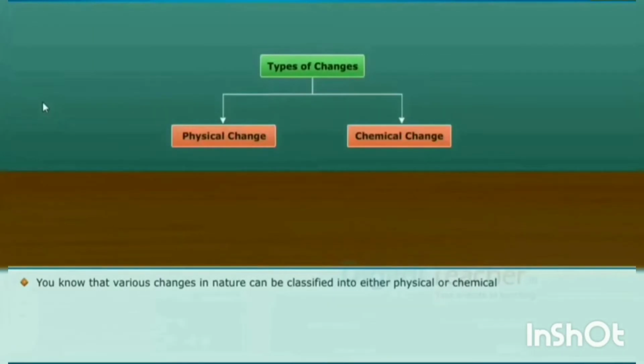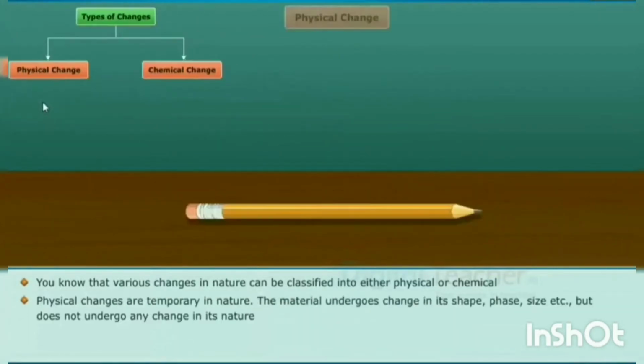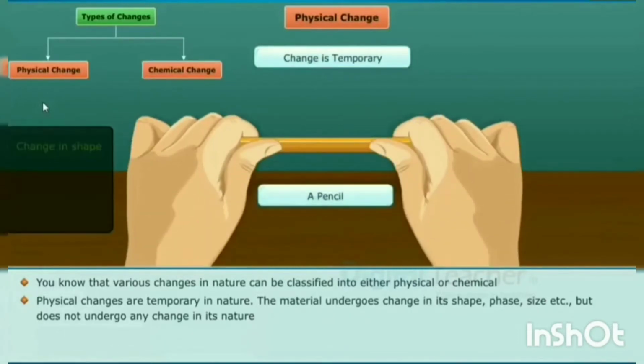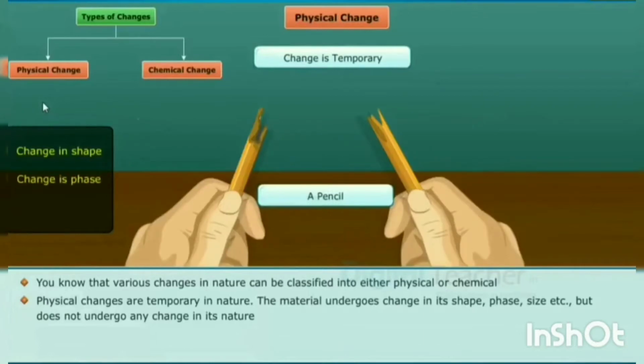Let us begin with the terms that we know. All of us are aware of the term changes, right? With respect to chemicals, we come across two types of changes. Those are physical change and chemical change. Physical changes are temporary in nature. The material undergoes change in its shape, phase, size, etc., but does not undergo any change in its nature.